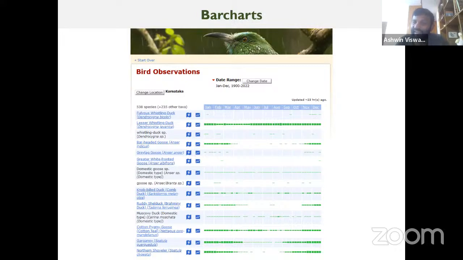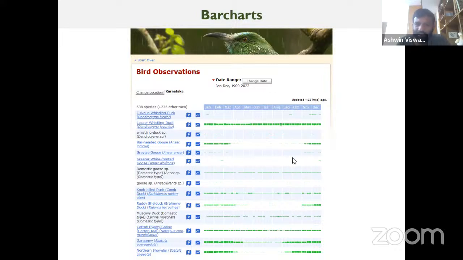Lesser whistling duck is present year round, so it's a resident bird. So these are the ways you can look at this information that is uploaded by all of us, by the entire community, and learn from it. You can also click. There's some comments. Let me take a look.